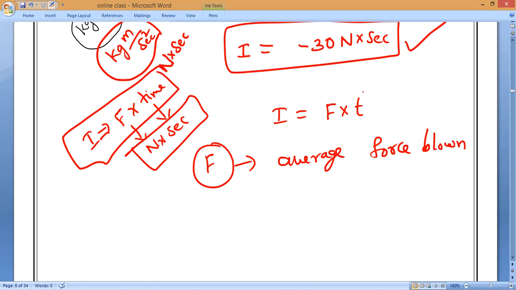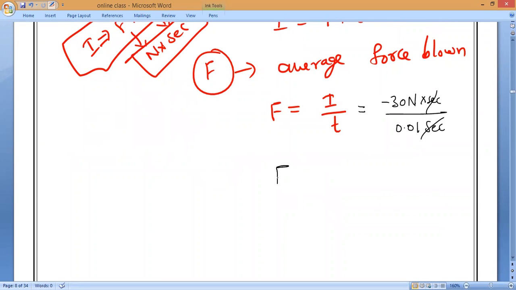Now we want to calculate the force. So from this formula, force is equal to, what is the formula? Tell me. Force is equal to impulse divided by time period. Now impulse how much, Hari? Impulse is minus 30 Newton second, divided by time, how much? 0.01 second. So second will get cancelled. So all of you do it. What is the force equal to? Tell me. Answer I want.